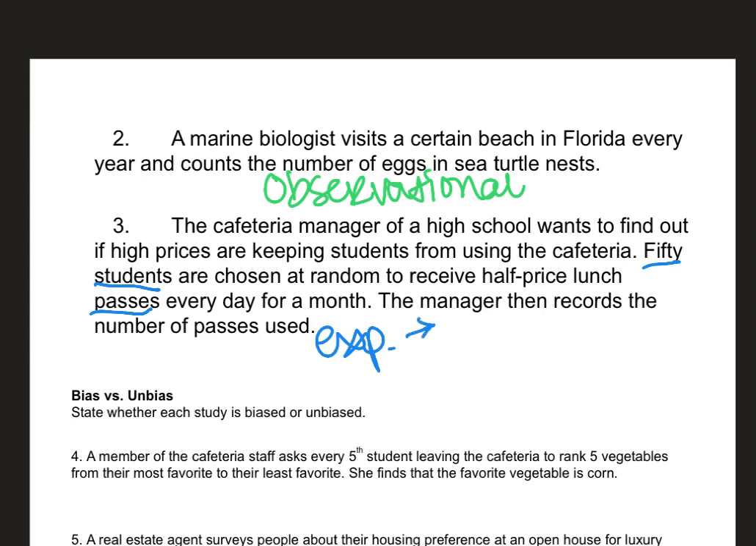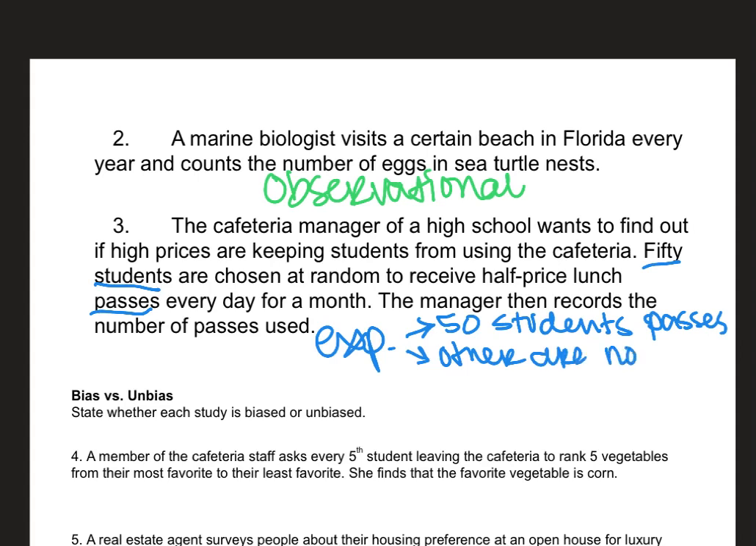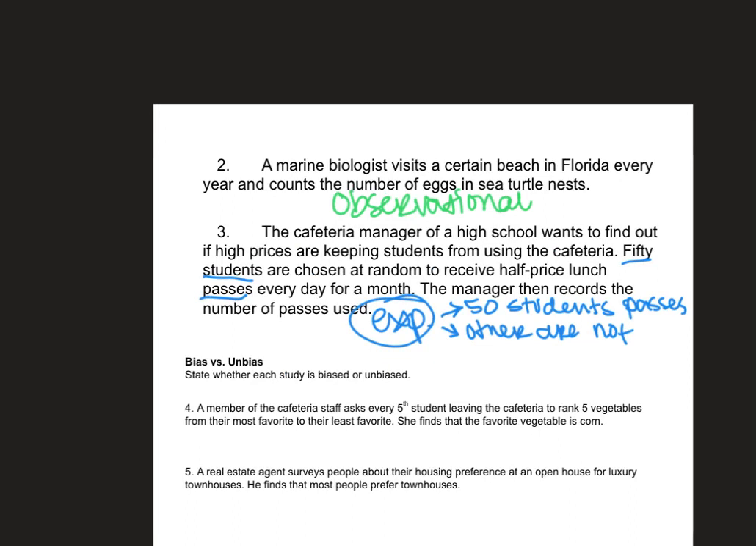So let's see. 50 students are getting passes, whereas the other students are not. Okay? So this one's going to be experimental because you have 2 different groups going on. You have kids who don't have passes and kids who do have passes for lunch. Okay? The other types that we're going to go over today are biased and unbiased.